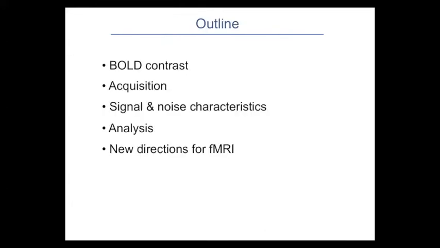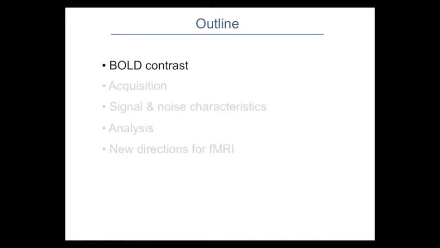Okay, so that is the preface. We will introduce you to the contrast mechanism we utilize and how we acquire the signals. We will talk about signal and noise characteristics, and then how we have to analyze the data. In the end, we will talk a little bit about new directions in fMRI.